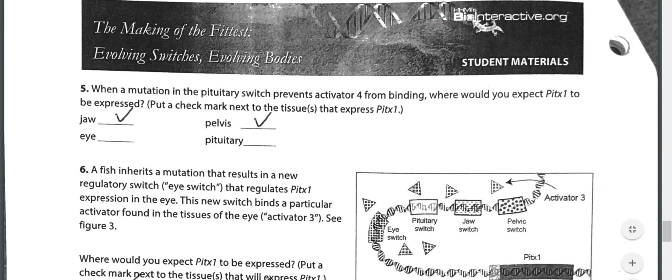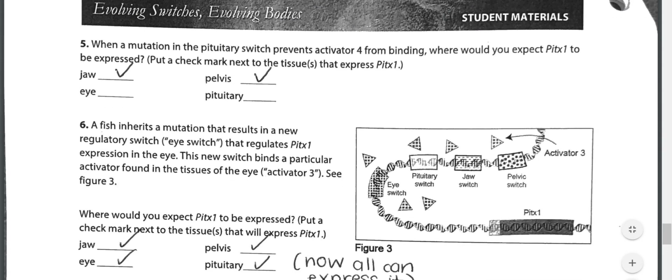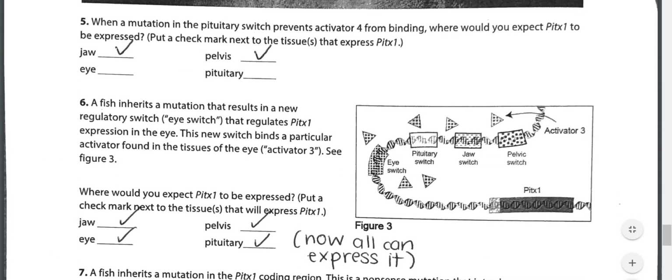Number 5, when a mutation in the pituitary switch prevents activator 4 from binding, where would you expect PIDX1 to be expressed? Activator 4 was the pituitary activator, so that would have bound to here. If we don't have that activator, therefore we're not going to express this gene in that particular part of their body, so you should have just checked off jaw and pelvis for that one.